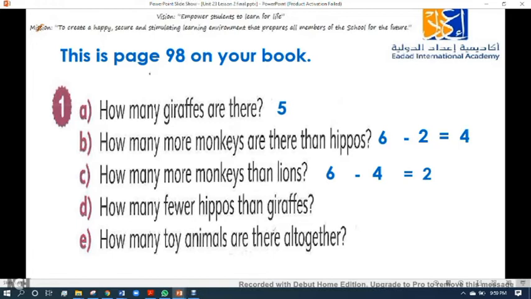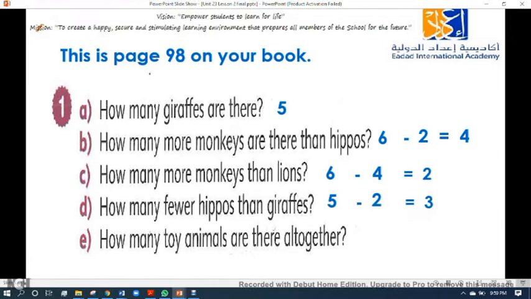Next, how many fewer hippos than giraffes? We want to know how many fewer is the hippo than the giraffes. So again, we have this question, so the operation will be subtraction. Great job. Now let's write the giraffe first. We know it's 5 because we want to find out how many fewer the hippos are than the giraffes. So we write the giraffes first. Minus 2, because hippos there are 2 only, and that is equal to 3. There are 3 more giraffes.